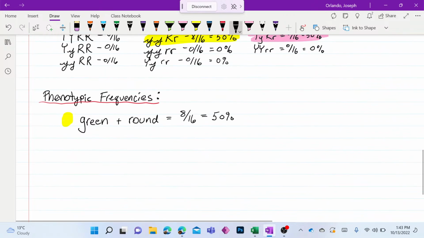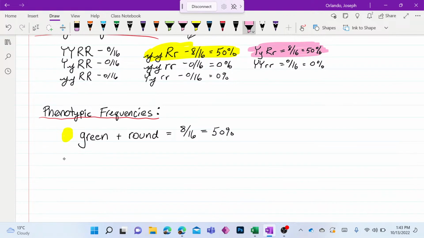It's also equal to 0 out of 16, if you're wondering. And what do these guys look like? Yeah, they're yellow and round. And that's the other 8 of our 16, or the other 50%.